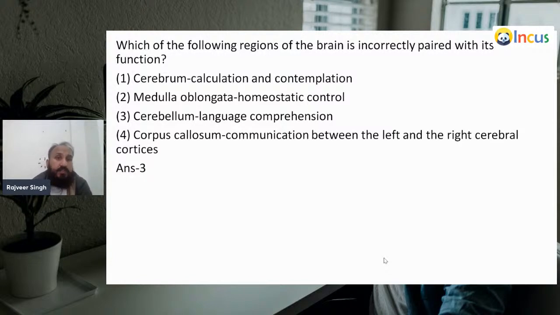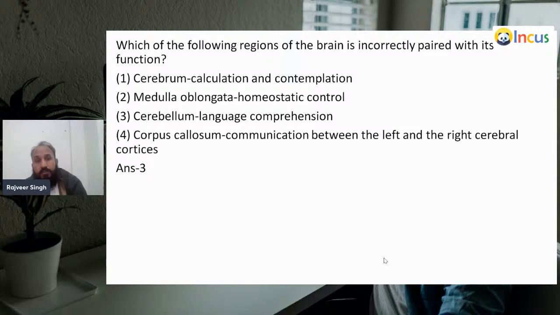The next question is: which of the following regions of the brain is incorrectly paired with its function? Cerebrum, calculating and contemplation; medulla oblongata, homeostatic control; cerebellum, language comprehension; corpus callosum, communication between the left and right cerebral cortices. The answer will be third.